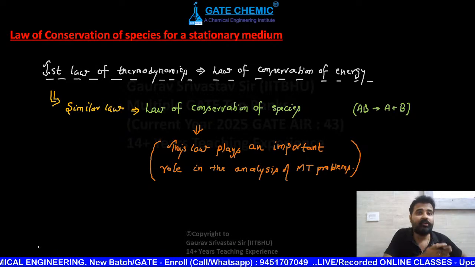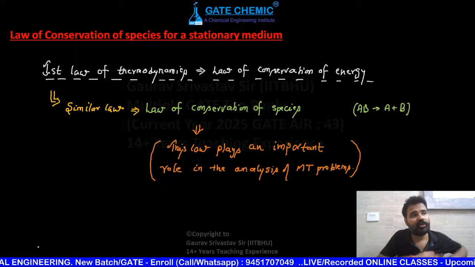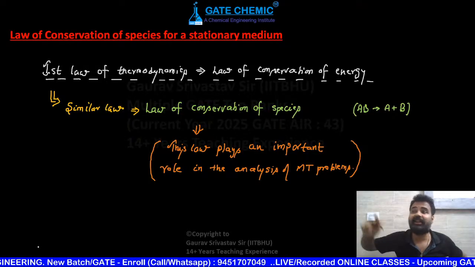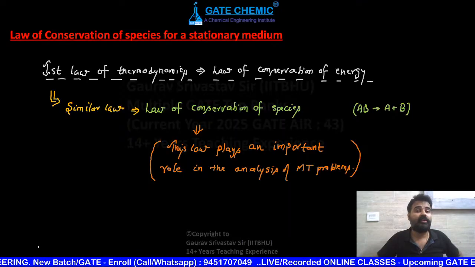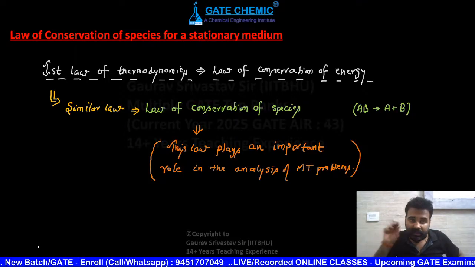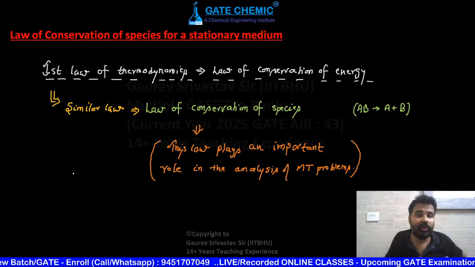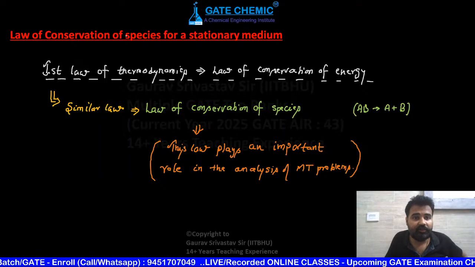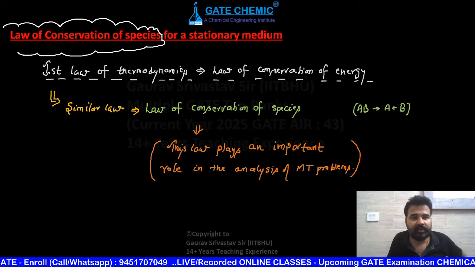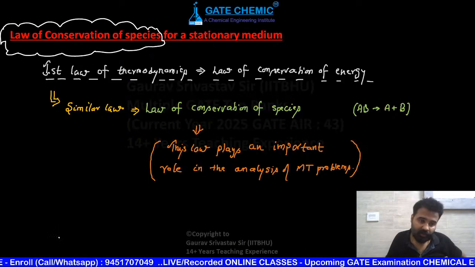Maybe on the left hand side 1 kg of that species is present, total mass is 10 kg. On the right hand side still total mass is 10 kg, but that species may now be 3 kg. So how are the things going to change? These things are calculated based upon law of conservation of species. Okay, so what is this law?